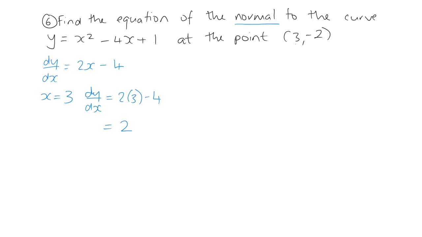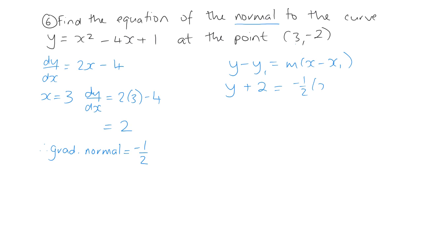Remember, the tangent and the normal are perpendicular, so that means the gradient of the normal would be minus a half. Then the equation, we're given the y value. Our gradient is minus a half and our x coordinate is 3.